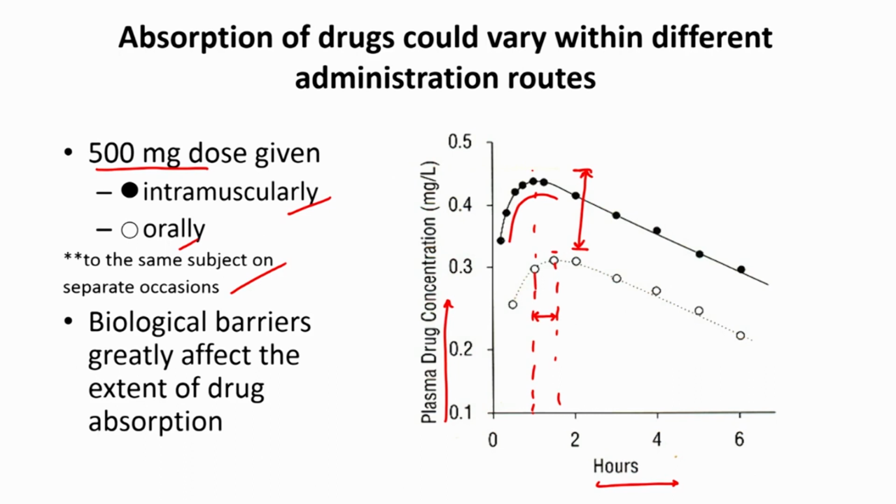And again, these biological barriers will affect the drug absorption. Obviously we have discussed previously that the oral route has lots of challenges. The drug gets destroyed in the gut, there is the absorption issue, then there is first pass metabolism. All of these things will lead to a lower amount of drug being present when you give the drug orally compared to intramuscularly.